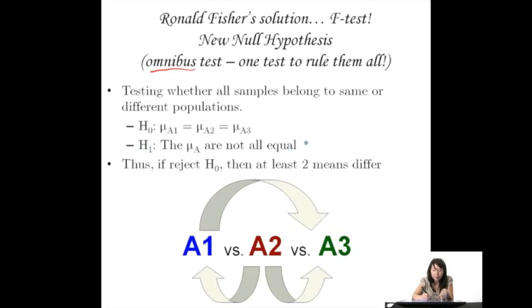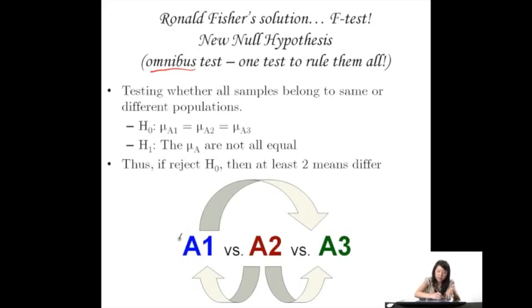But let's think about what that means. That means at least two of them are different from each other. It doesn't mean that all of them are different from each other, but it means at least one guy is different from one of these guys, right? That's it. That's all it means. That's all you could find out. So let's consider this situation.